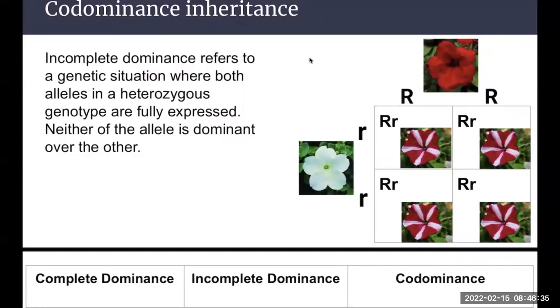So this actually refers to the situation where you have two different alleles, and the two alleles are both fully expressed, and neither of the alleles is dominant over the other one. So if you have a red color and a white color, and those two alleles mated with each other and have a new baby, then the baby will not be pink, but instead it will have patches of red and patches of white. So that is what codominance refers to.